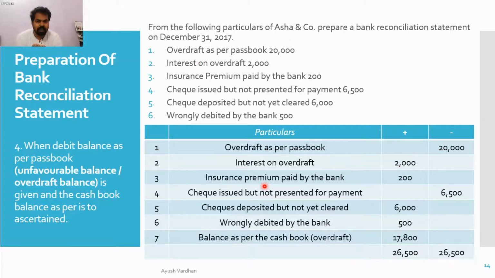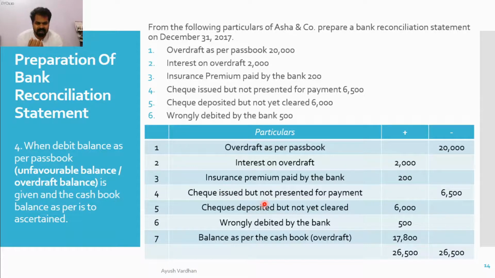Then insurance premium paid by the bank. Again, the bank is paying directly, and the cash book knows nothing. So again this has gone negative, so we have put a negative entry of 200 rupees.